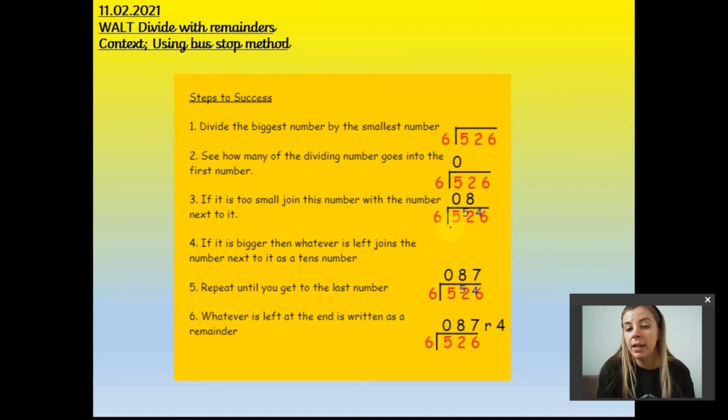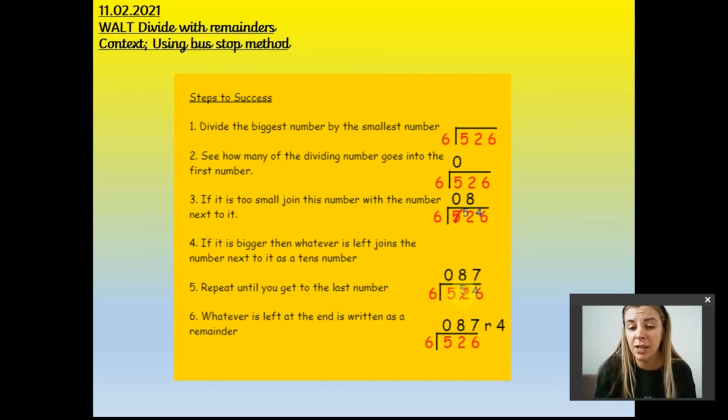So if we look here, 6 doesn't go into 5, so we join that. I tend to cross it out so then I don't have to worry about it. We then carry it across, and then we see how many 6s go into 52. If it is bigger than whatever is left, that joins onto the next number, okay? So if we look here, it was too big, so whatever we've got left, we join on to the next number. That's what I went through with you then.